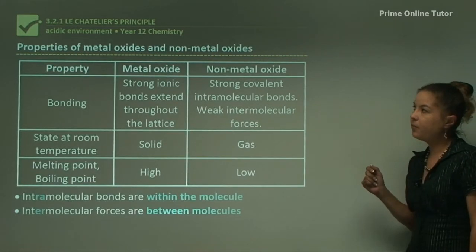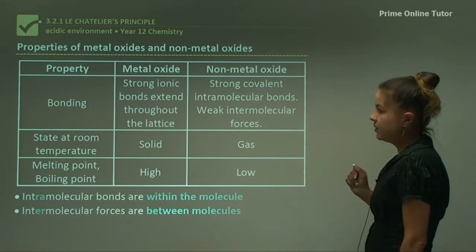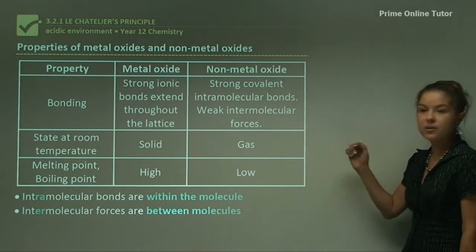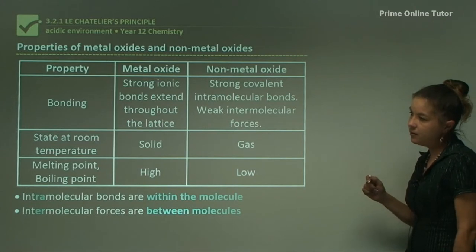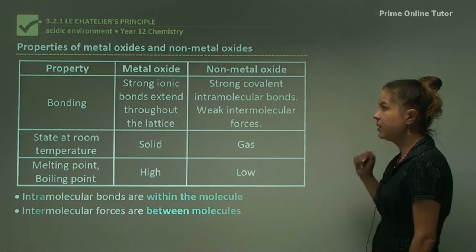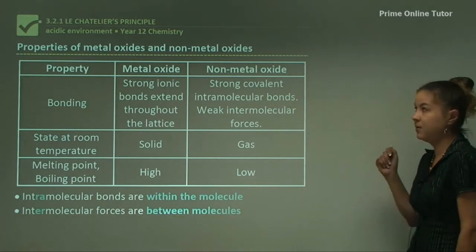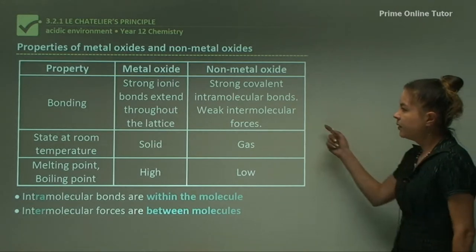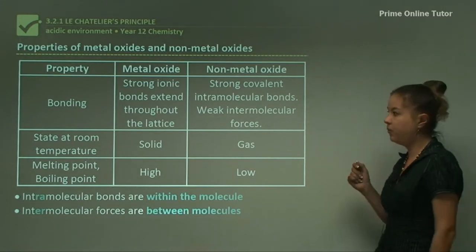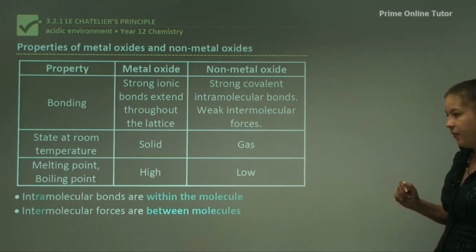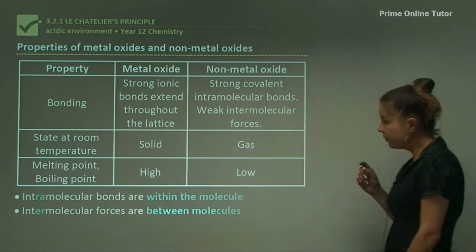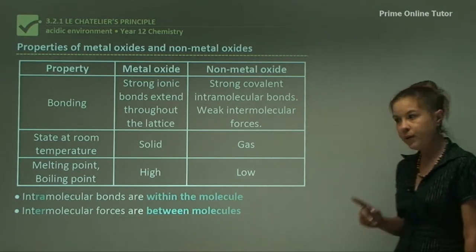Now, let's look at some properties of metal oxides and non-metal oxides. So this is a nice summary for you to take away. So let's look at the properties, and we look at metal oxides and non-metal oxides. So metal oxides, the bonding, it has strong ionic bonds which extend throughout the lattice. A non-metal oxide has strong covalent bonds, okay, because it's non-metal, that's the way they bond. So the intramolecular bonds are covalent, and it has weak intermolecular forces. And down here you can see the definitions of intra and inter. Intramolecular bonds are within the molecule itself. Intermolecular forces are between molecules.